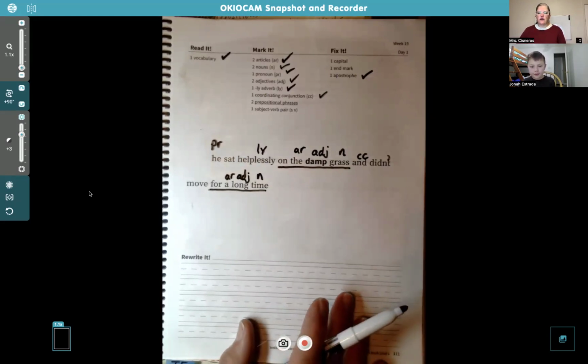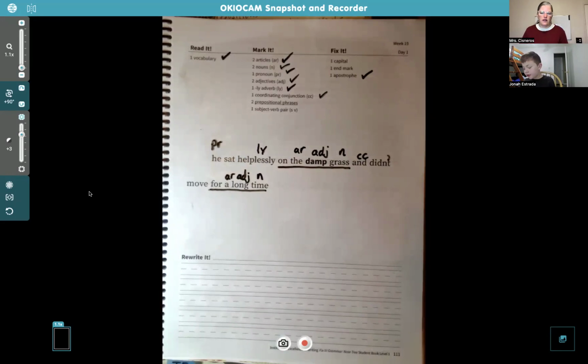I don't think sat is on there because that's another verb. And I know for sure that prepositional phrases don't have any verbs in them. Alright, so not sat. You might have seen something else maybe.